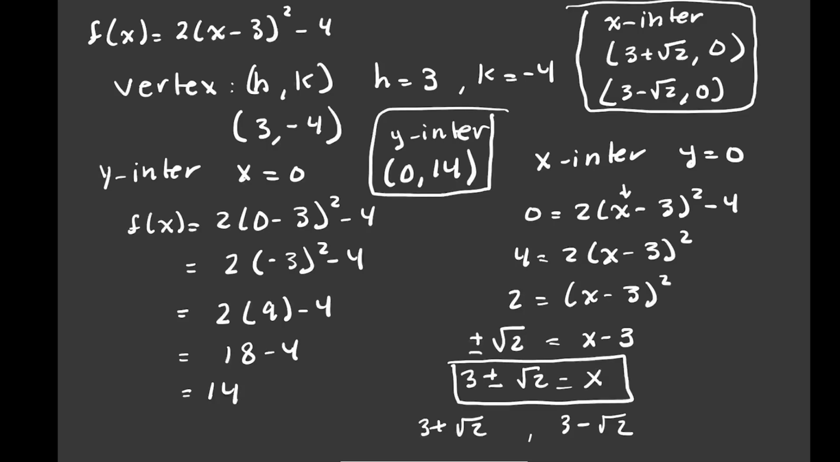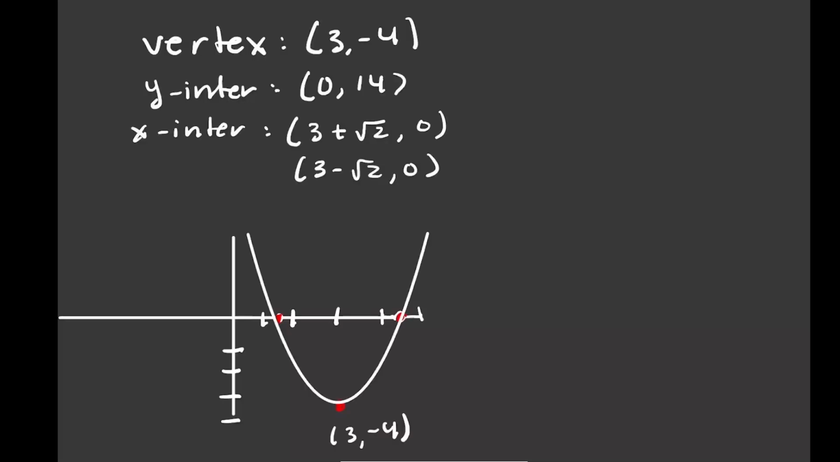Now something extra we need to consider is where my graph is increasing and where my graph is decreasing. So when I have my vertex point, which is (3, -4), let's draw this graph on a coordinate plane. So right here I graphed my function, and I know that my vertex is at (3, -4), and I have my x-intercepts right here.